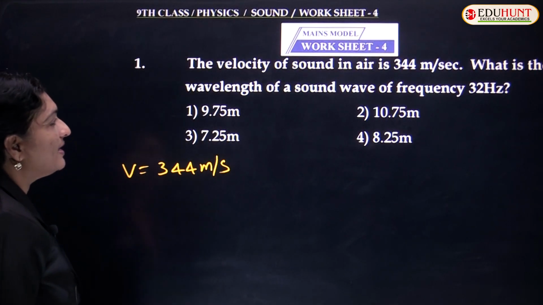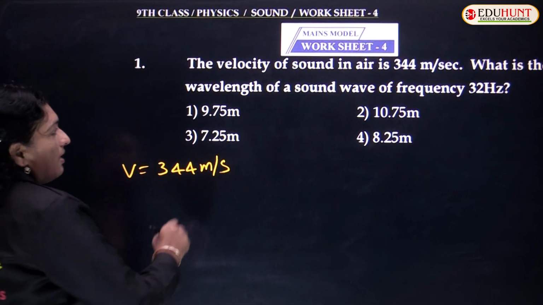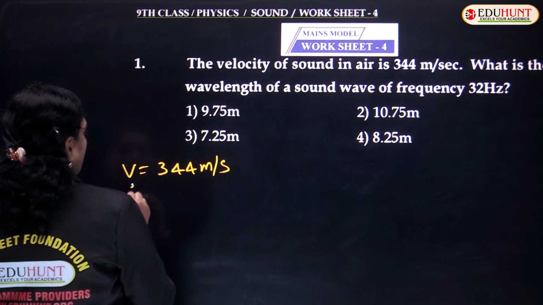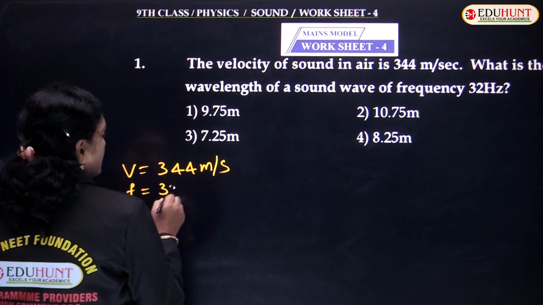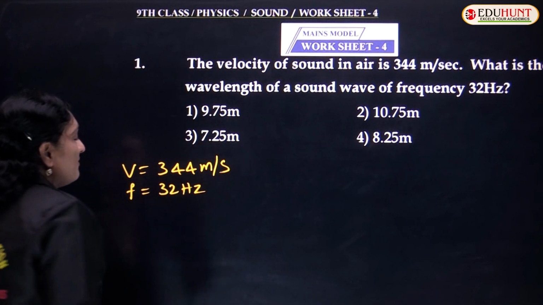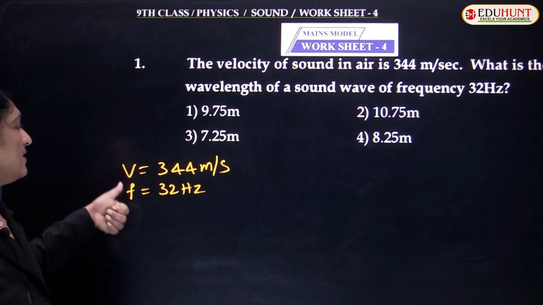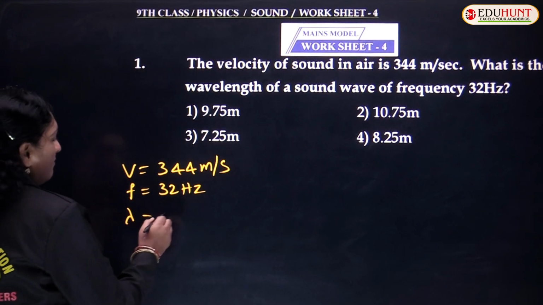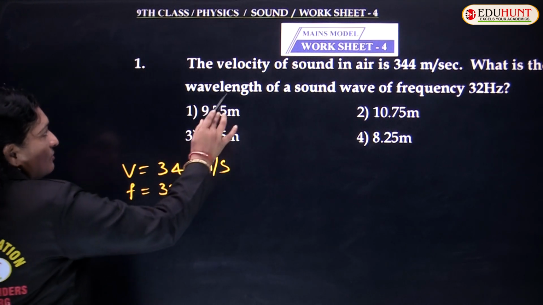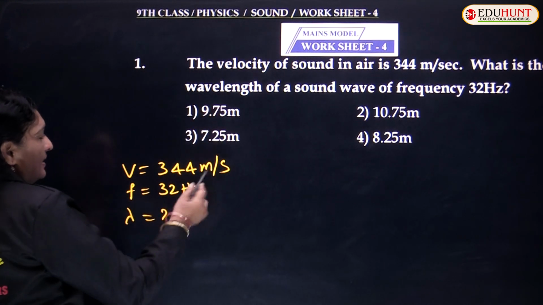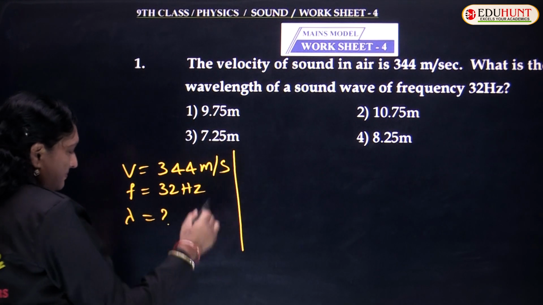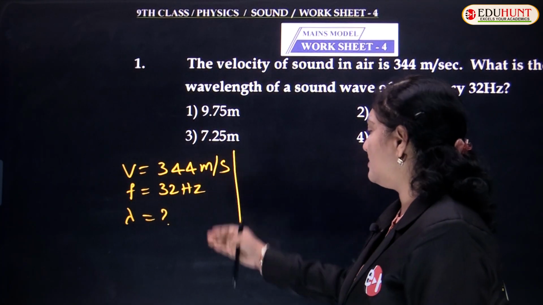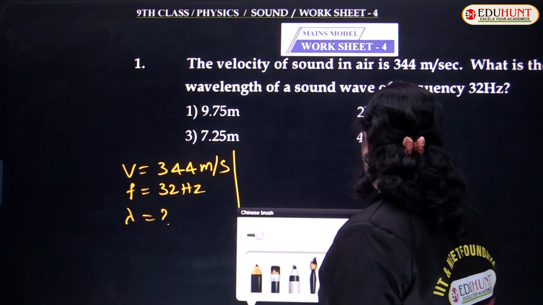What is the wavelength of a sound wave of frequency? What else is given? The value of frequency is given as 32 hertz. Two things you have been given. Wave velocity as well as frequency is given, and you are asked to find the value of wavelength. But what is the relation between wave velocity, frequency and wavelength, children?